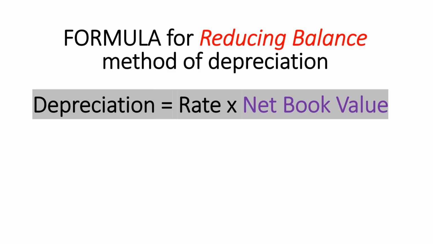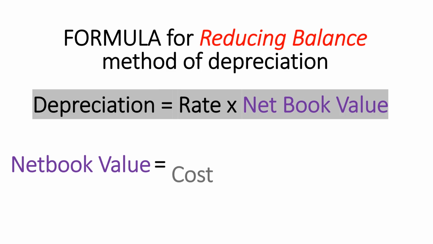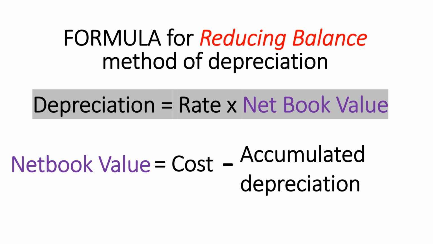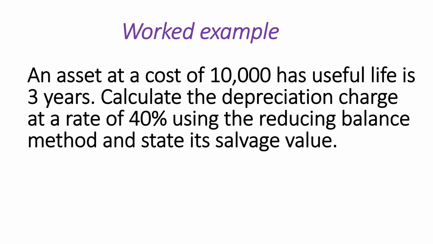And how do we find the net book value? We get the net book value of an asset by getting the cost of the asset and subtracting the accumulated depreciation. We'll be able to see it in this worked example and it will all come out clear. Now, an asset at a cost of 10,000 whose useful life is 3 years has been granted to us. What is required of us now is to calculate the depreciation charge using the reducing balance method. So we have an asset, it costs 10,000 and it has a useful life of 3 years and we are supposed to depreciate it using the reducing balance method.